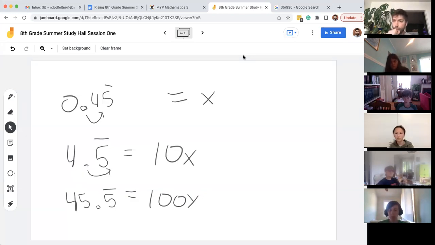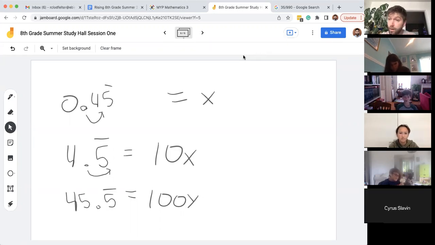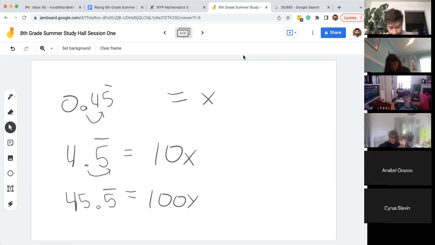Wait, I don't get the last one. 45.5 equals 100x. Why did you do that again? Do you get how I got it? And you're just wondering why? Yeah. Was it so that the repeating number would be only in the decimals? Yes. So the way that this is going to work, Henry. The last part of it. Okay.